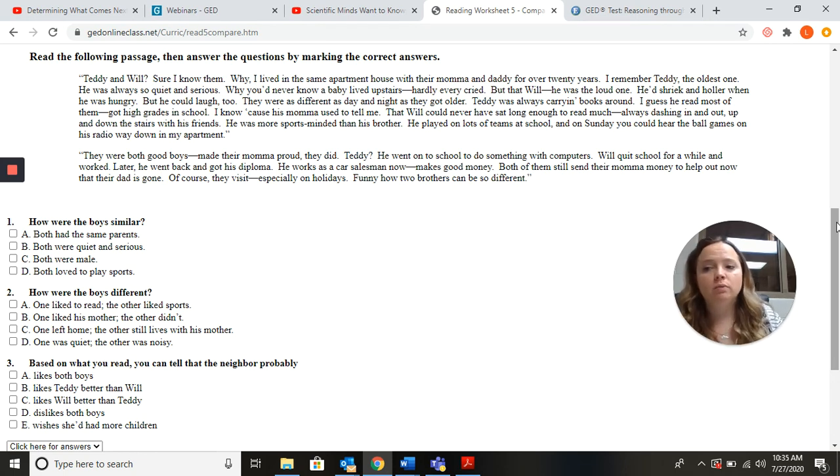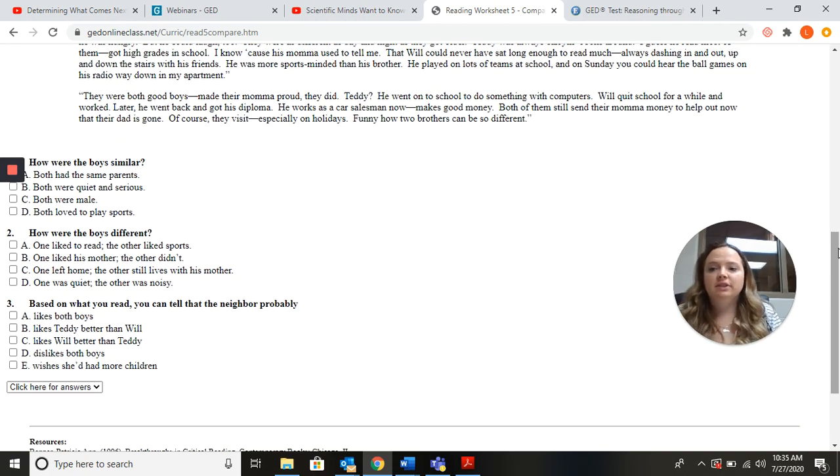Both were serious and quiet. Well, that's not true because the oldest was serious and quiet and the youngest was loud, noisy, and gregarious. He was friendly. Both were male. Yes, they were both boys. Both loved to play sports. Well, that's not true because the oldest one didn't like to play sports. He was more of a bookworm. So I'm going to go A and C on this one.